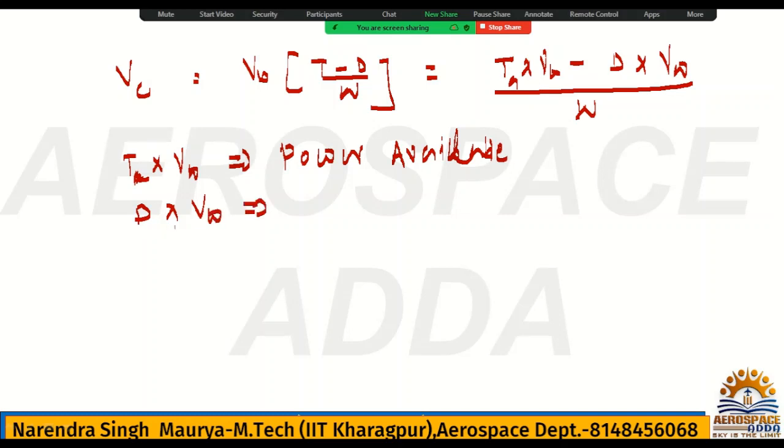And drag into velocity: drag is what is going to dissipate the energy. Similarly, this force, drag, is the opposition. Because of this opposition, this resistance force, we are burning fuel, we are dissipating energy. Yes or no? If drag is not there, fuel burning is not required. You can understand it that way. So drag into velocity is the power required.